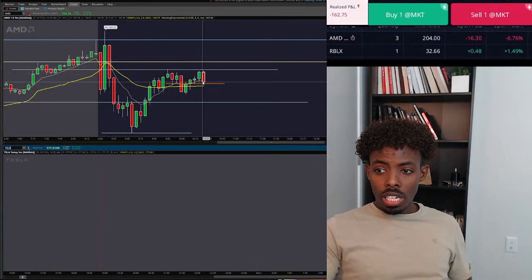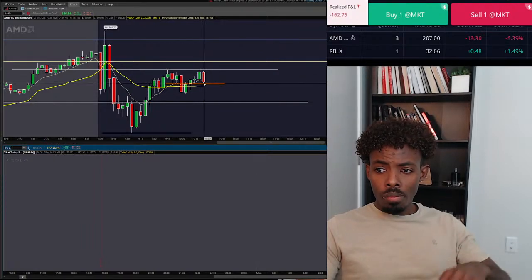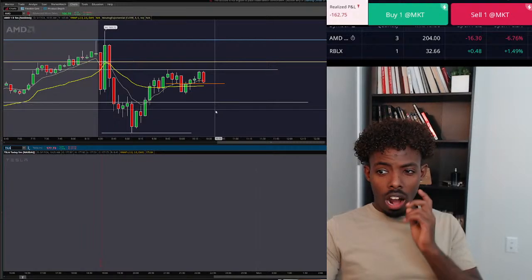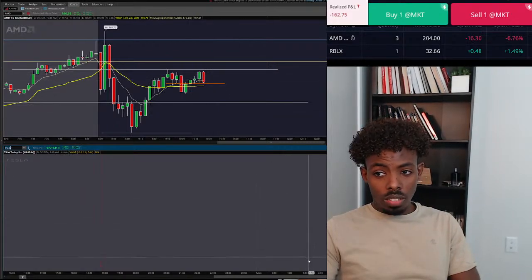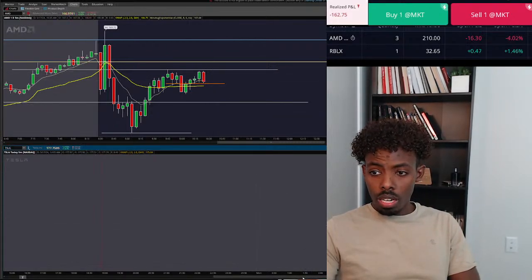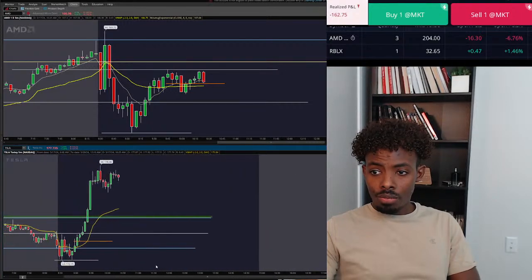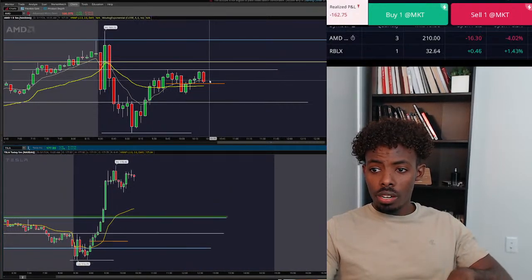We do got to keep in mind here, it is approaching our stop loss, and so is the VWAP. So got to keep that in mind. I'm tempted to add a few more here.